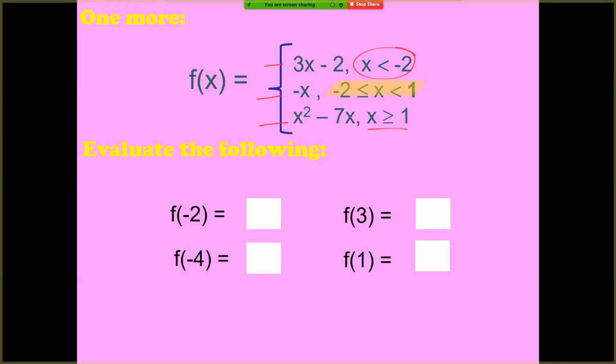So when I look at the values I was given, I first of all was given f of -2. So I have to figure out which one of these 3 categories does -2 fall underneath. Is -2 less than -2? Well, no, it's actually equal to. Since it's equal to, it falls under this one right here. X is greater than or equal to -2. So I want -x, which just means take the opposite of x. Opposite of x is +2. So -2 becomes +2.